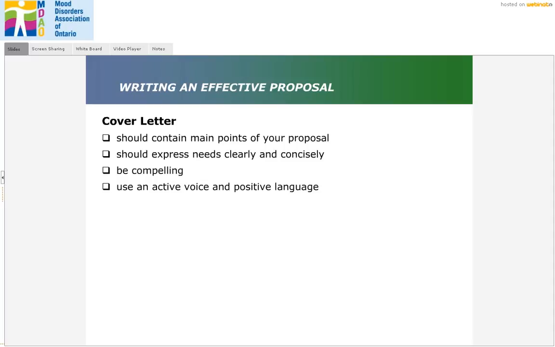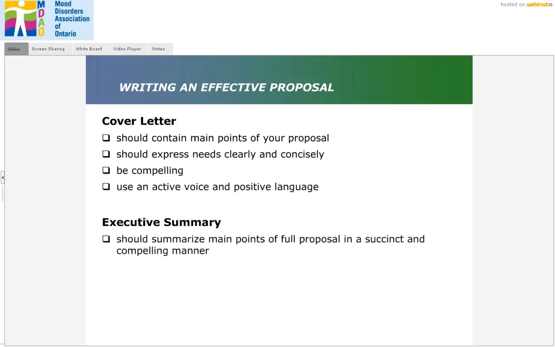With regard to the executive summary, it should summarize, again, similar to both the cover letter and letter of interest. It should summarize the main points of the proposal in a succinct and concise manner. It should highlight the organization's needs while also promoting interest in the project.